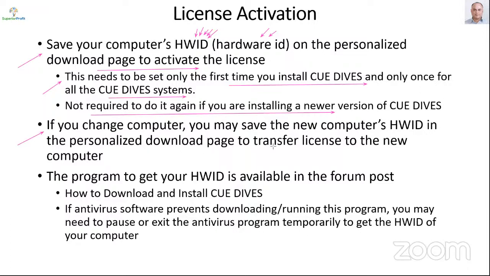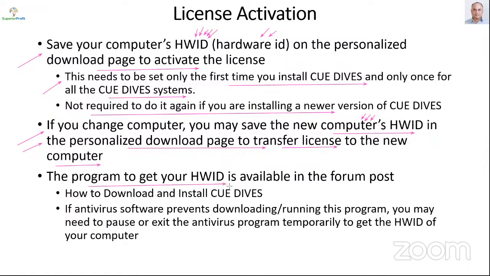If you change your computer, you may save the new computer's hardware ID in the same personalized download page that will transfer the license to the new computer. As was in the case of QGlobal, QTraders who have 2, 3, 4, 5 computers may save all the computers' hardware IDs in the download page in some text field. And whenever you are using a computer, you may activate that by putting the current computer's hardware ID in the account field. I'll show that.